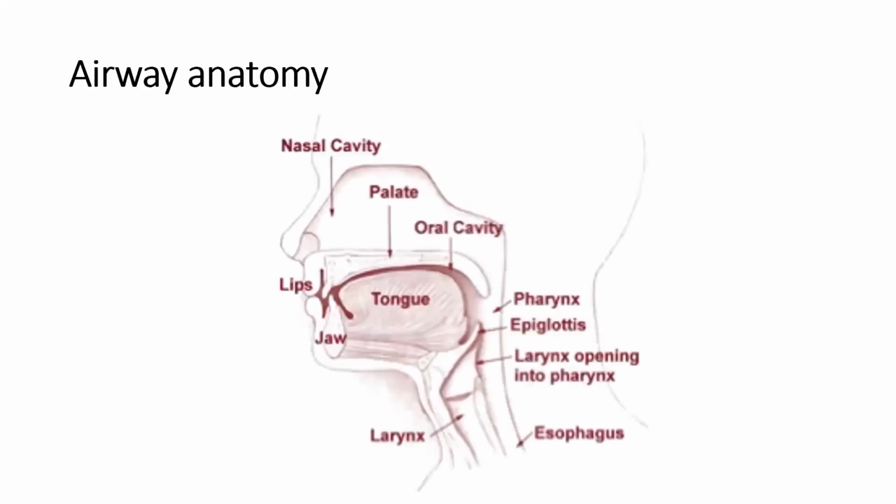So just as a little bit of background, just a reminder about the airway anatomy. The airway starts with the nasal and oral cavities, which come together to form the pharynx. You have the epiglottis, which forms the opening into the larynx and separates the larynx from the esophagus. And right below the epiglottis is the glottis with vocal cords, which is what leads into the trachea, which is your upper and lower airways.